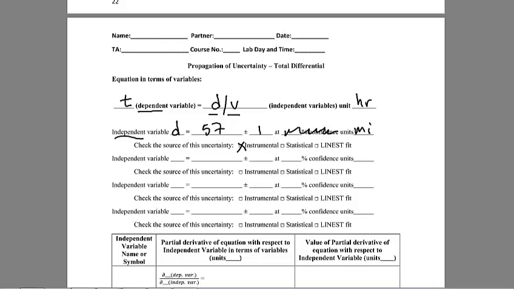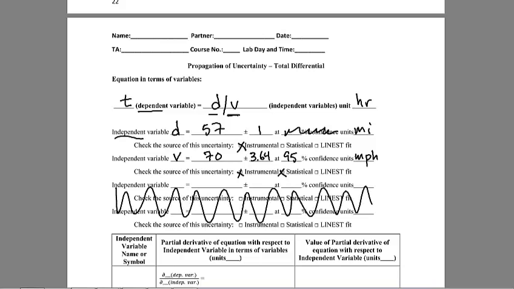Our next independent variable is the velocity, so we write that in there, and our average velocity was 70 miles per hour, and we found that that had an uncertainty of 3.64 at 95% confidence. And the source of that uncertainty came from both the instrumental uncertainty and our statistical uncertainty. Now we only have two independent variables, so we don't need to use these things. They can just be erased.